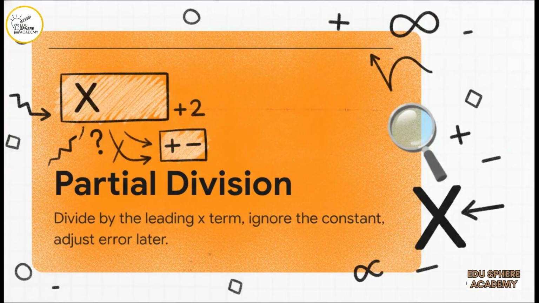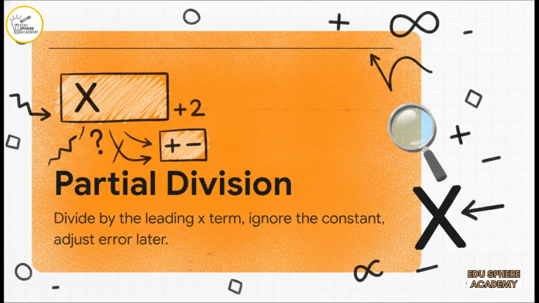Let's face the beast, shall we? Dividing a massive, sprawling algebraic expression by something like x plus 2 seems practically impossible. You just can't neatly divide every single term all in one go. So, to make the impossible totally doable, we use what's called the partial division concept.